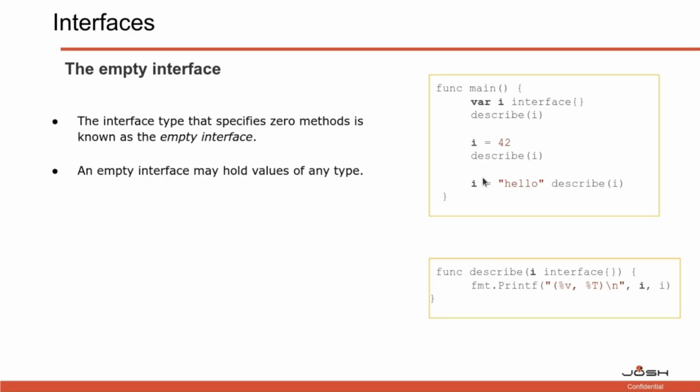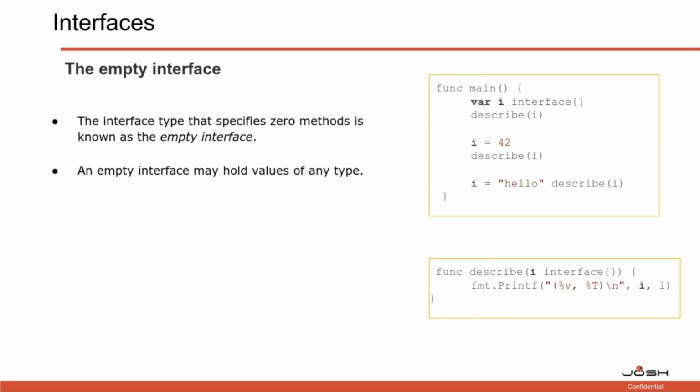In the second case, we assign a number to the interface. As I told you, an empty interface is implemented by each of the types, let it be int, string, or something. So when we do i equals 42, it is an integer, and we can store this in the interface because an integer implicitly implements an empty interface.